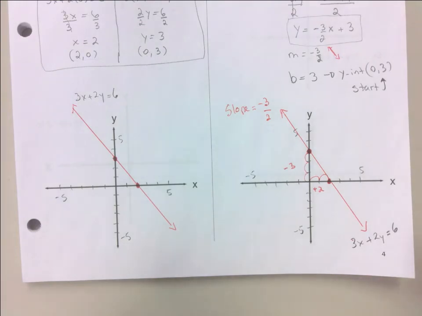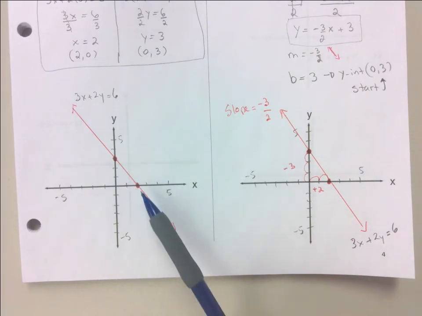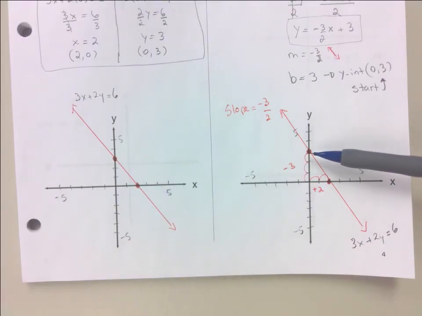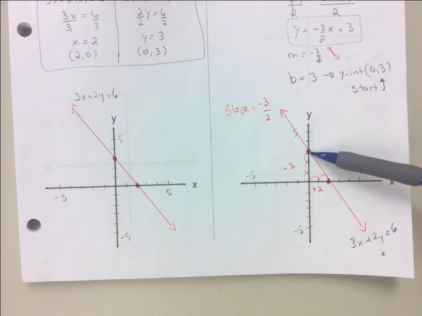It's the same line, but different strategies of graphing. With one, we just found the x and the y-intercept. The other one, we rewrote the equation, and then we started with the y-intercept, and then we used our slope to find more points.